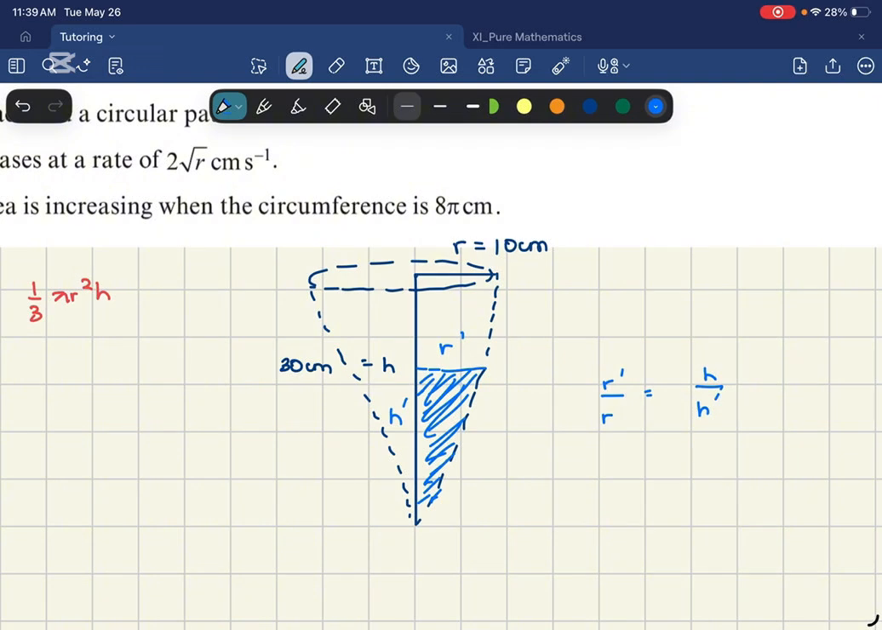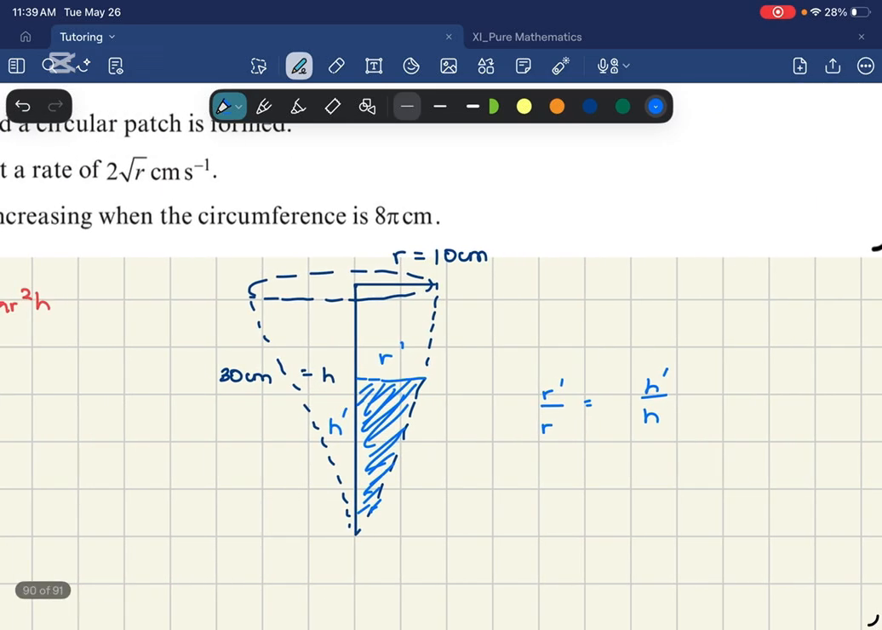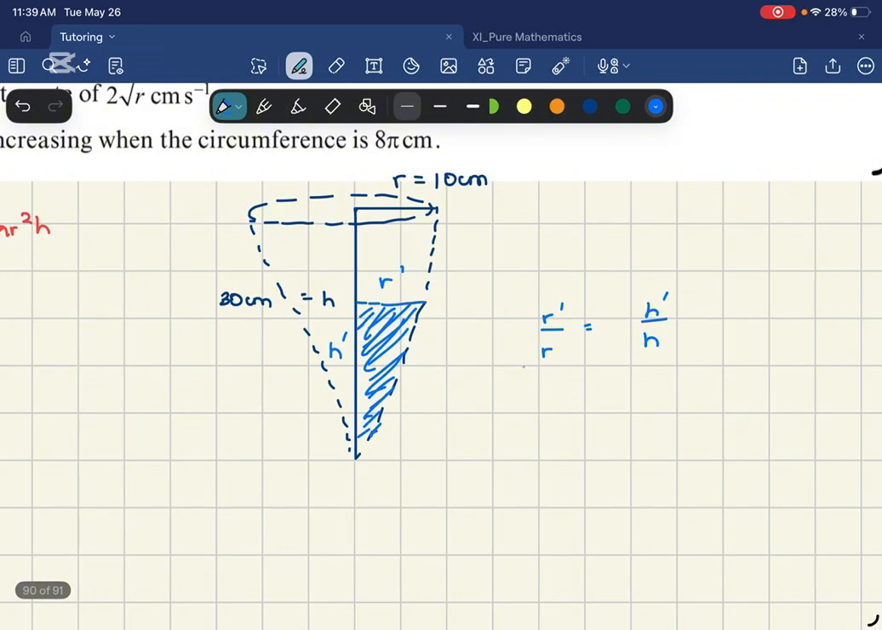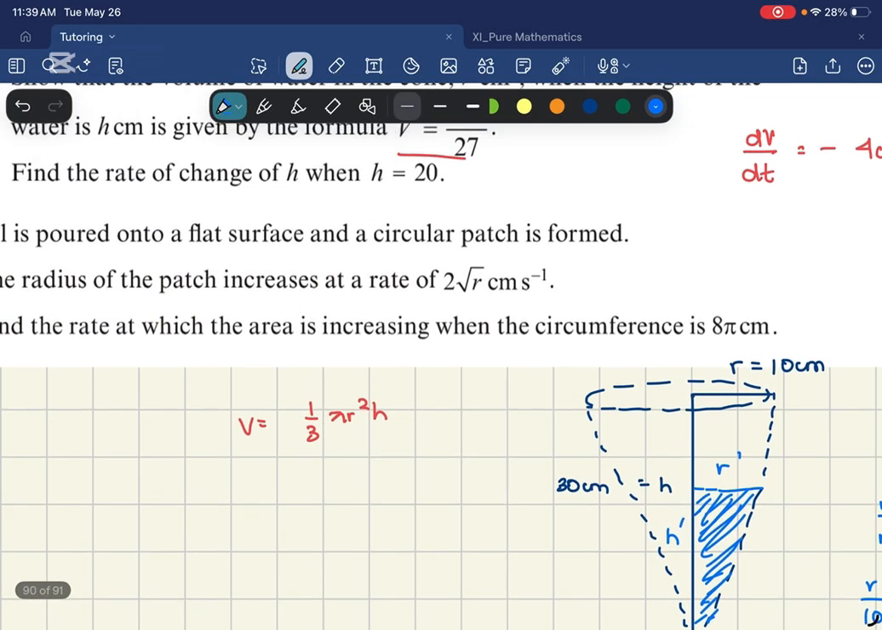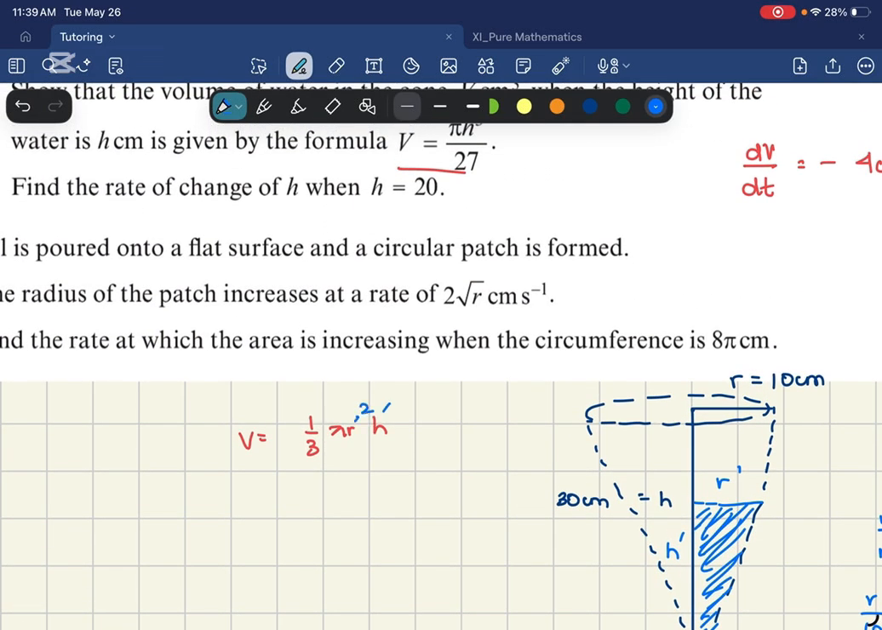So r dash divided by r is going to be equal to h dash divided by h. The ratio of corresponding sides is equal for similar triangles. So that is the key idea here. So what is r dash? We don't know, but we know r. r is 10. And what is h dash? We don't know, but we know h is equal to 30. So now we know that h dash is equal to 3r dash if you simplify, if you multiply by 30 on both sides.